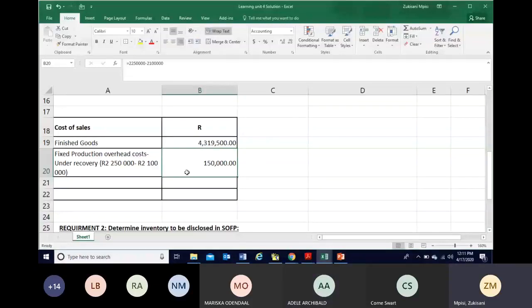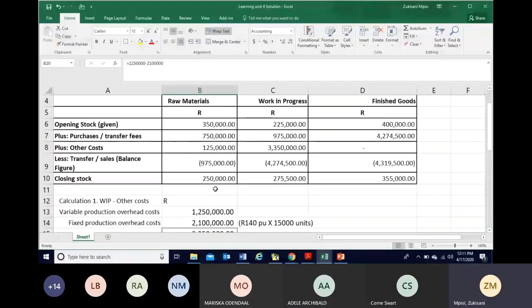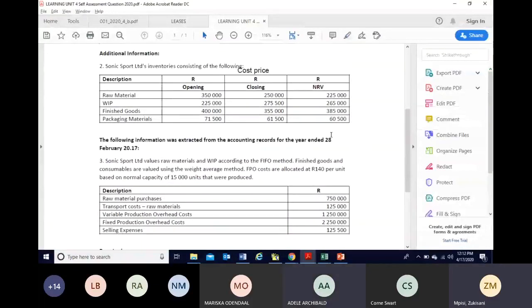Now, let us go back and look at our question. I want you to remember the principles that we dealt with previously, and I want you to take note of the following. You are told raw materials and work in progress are valued according to the FIFO method.